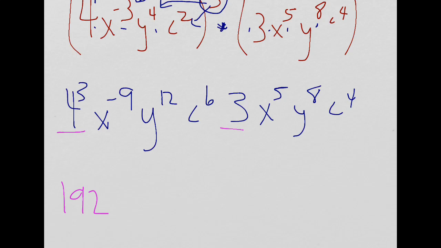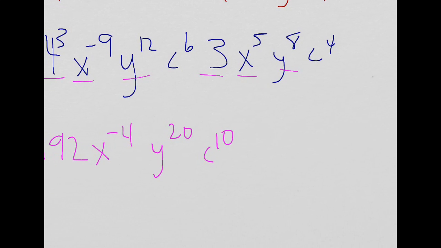Then I can do the x's. When I multiply x to the 9th times x to the negative 5th, what do I do with the exponents? You add them, so it's going to be negative 4. Then the y to the 12th times y to the 8th is going to give me y to the 20th. And then c to the 10th.